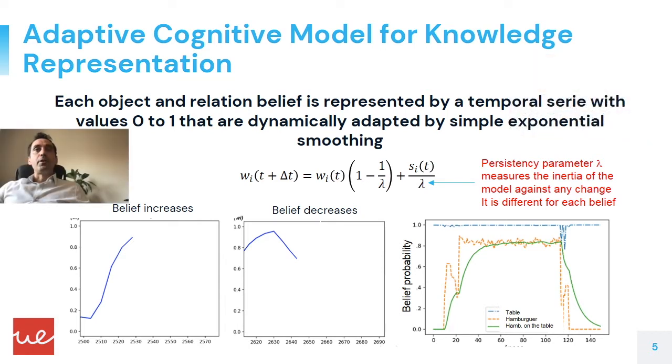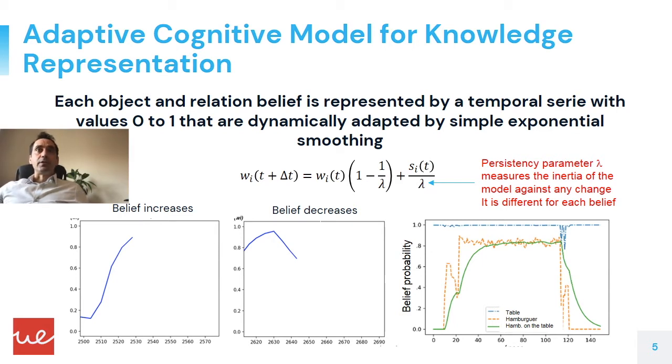Moreover, how this model treats these beliefs throughout time is adaptive, because we represent these beliefs as a temporal series that has values between 0 and 1, and is dynamically adapted by using the simple exponential smoothing method. Basically, we are analyzing in real time the visual information that we are getting from the environment, then we obtain these new objects, these new beliefs about what is happening in the environment, and we update these beliefs in real time by this formula.